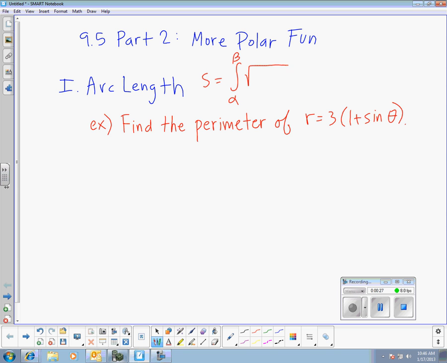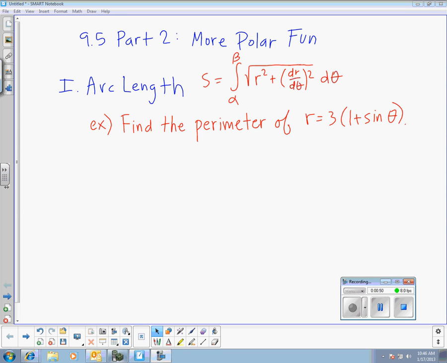And those are going to be angles. The square root of r squared plus (dr d theta) squared, all d theta. It's just take the function and square it, take its derivative and square it, square root that whole thing, integrate from alpha to beta.